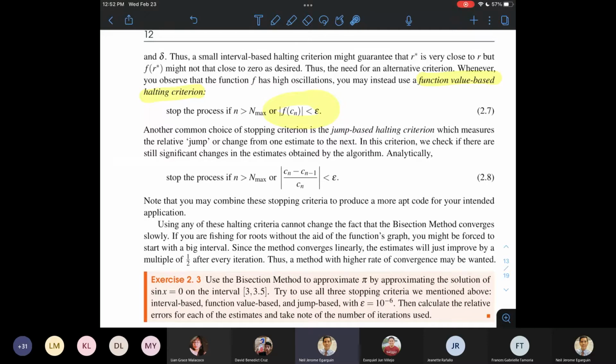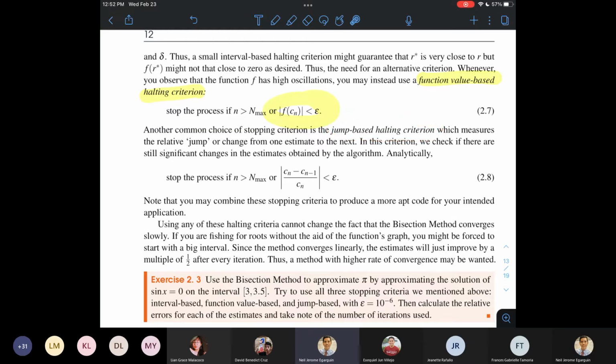Now, merong mga ibang instances na, okay, function value-based criterion or interval-based criterion, kaya lang, wala nang significant change in the estimates that we are getting. Okay? So, halimbawa, mag-run ka ng isang iteration ng bisection method for a certain function, kaya lang napakabagal na nung pagbabago nung mga C sub n's. Alright? So, if that is the case, then we can use the jump-based halting criterion.